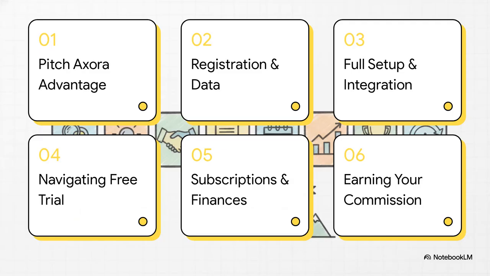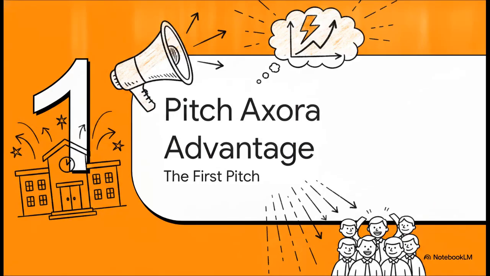Okay, let's dive into this agenda. We're going to be covering 1. Pitching the Axora advantage. 2. Registration and initial data. 3. Full setup and integration. 4. Navigating the free trial. 5. Subscriptions and financials. And then finally, step 6, earning your commission. Starting off with section 1, pitching the Axora advantage.